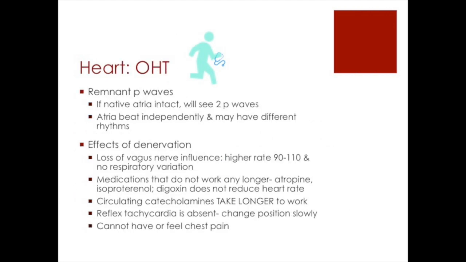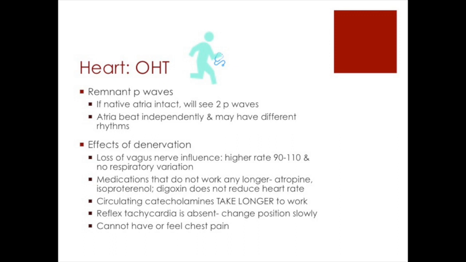In an orthotopic heart transplant, the native atria that remain can still produce P waves. This is why you might see two P waves on your EKG strip. The atria beat independently, so there might be different rhythms also for each atria on your EKG strip. It's just kind of weird, but that's what it is. There are certain effects of denervation. Remember, we said that there's no vagus nerve attached to the heart.